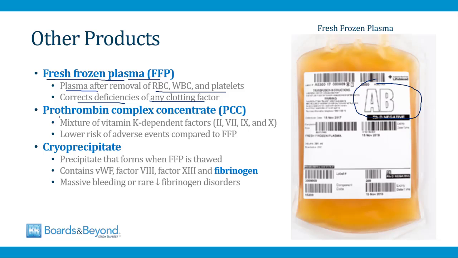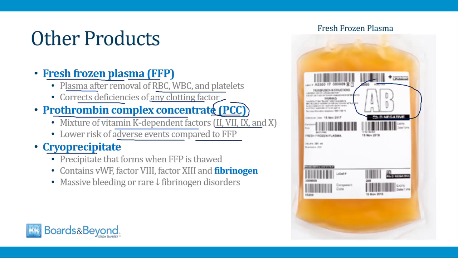An alternative to FFP is prothrombin complex concentrate, or PCC. This is a mixture of vitamin K dependent factors like factors 2, 7, 9, and 10. And this is being used more and more instead of FFP for a couple of reasons. First of all, you don't have to match it to the recipient's blood type because it doesn't contain donor antibodies. And also it's been shown to have a lower risk of adverse events compared to FFP. But in general, just like FFP, PCC is used to treat patients who are coagulopathic.